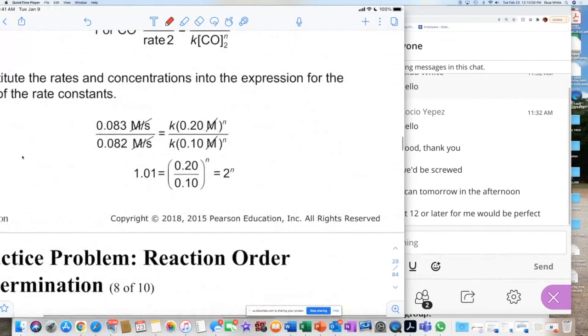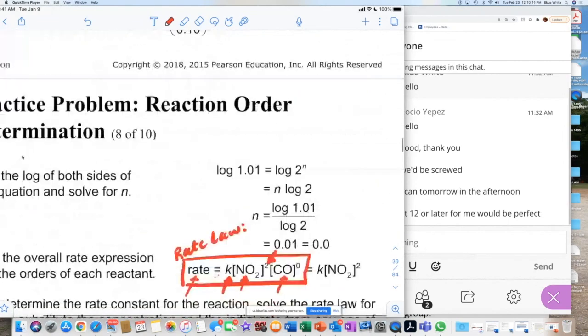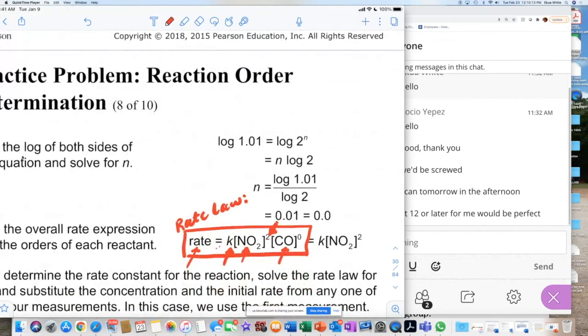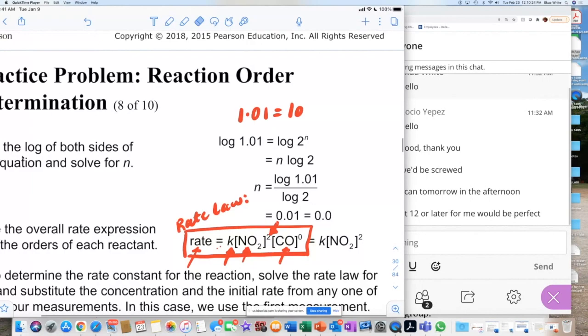Let me go a step back here. So when you get to this point for the first order, and when we get to the other part that we're discussing, you take the logs, you see how the K unit is the same. There was a part that's missing here. So finally, we had 1.01, and we take a log of this. Reaction order equal to 2 to the power n.